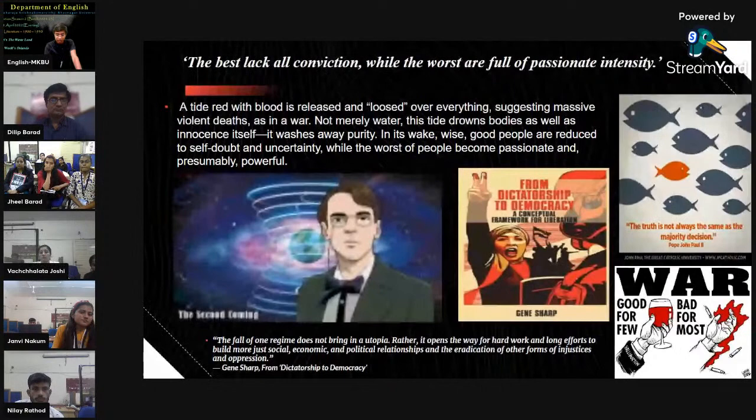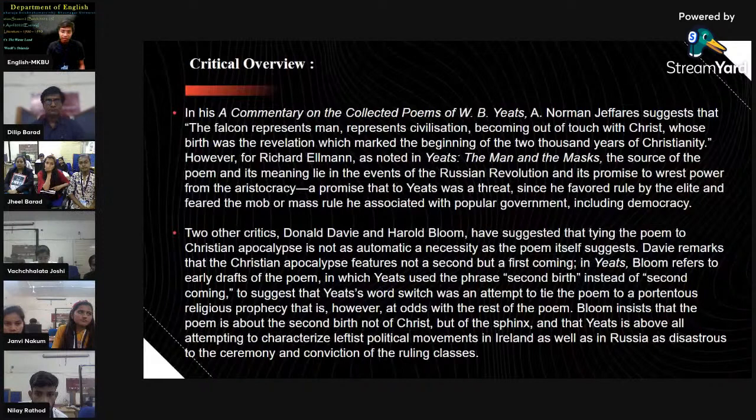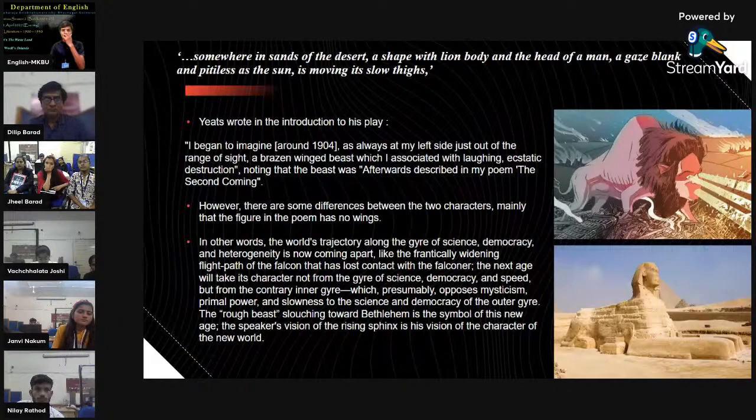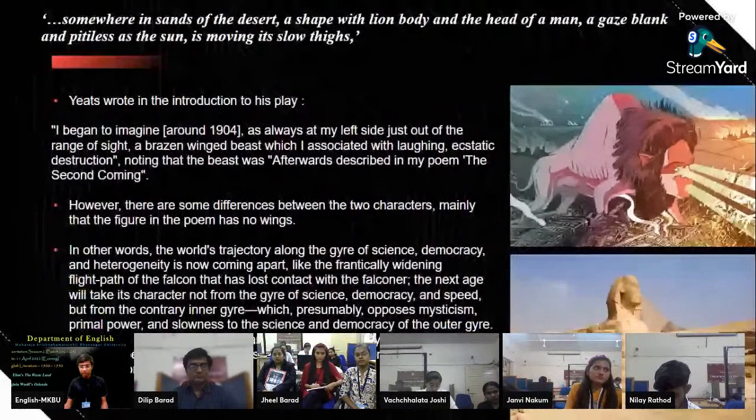And the fourth line is, somewhere in the sands of the desert, a shape with lion body and the head of a man, a gaze blank and pitiless as the sun, is moving its slow thighs. So how can we imagine that? You can see the image, and another one is the Sphinx, the ancient Greek Sphinx, which is supposed to guard the palace or the pyramid.